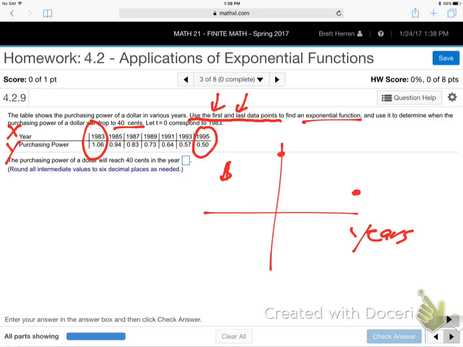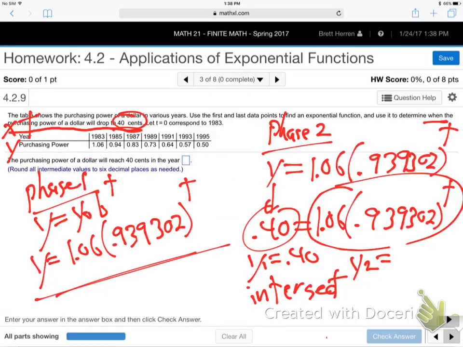They're basically saying, hey, this thing's exponential. What does exponential mean? They either grow like that or shrink like that. This one's shrinking. The purchasing power of the dollar is dropping. And so they're giving us two points. This is 1983 up at 1.06. Let's do that with you.